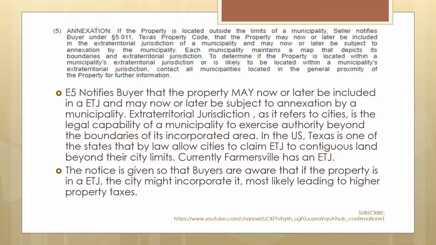For instance, if you look at a Farmersville map, Farmersville currently has an ETJ. The city has the right to annex that and pull it into the proper incorporation of the city. ETJ has a tax benefit in the sense that they don't have to pay any city taxes on the property. That's why a lot of people will complain if the city's trying to annex an ETJ. They know that they're going to get hit with extra taxes, and sometimes they balk at doing that. But there are benefits, because then you get the city benefits of police and fire protection, all that comes with being part of the city. All right, so this notice is given so that buyers are aware that if the property is in an ETJ, the city might incorporate it, most likely leading to higher property taxes.